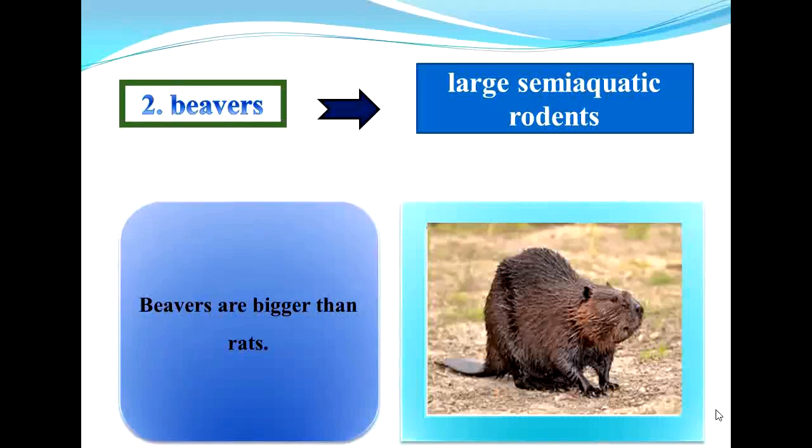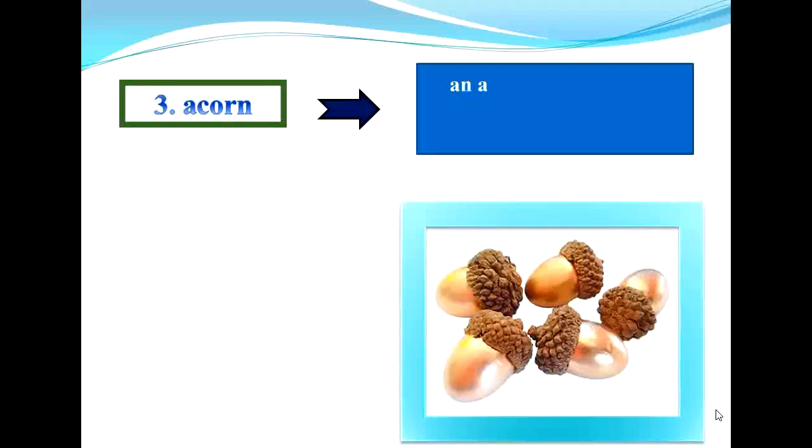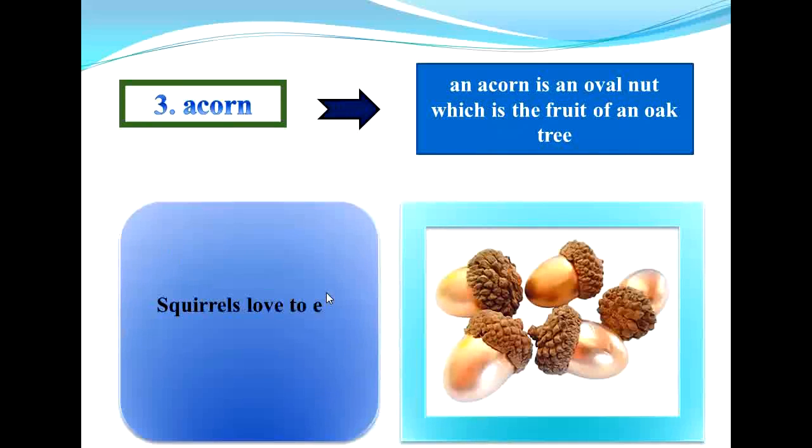Let's now check out the third new word, children, which is acorn. An acorn is an oval nut which is the fruit of an oak tree. On the screen, you can see the picture of acorns, children. These nuts are the favorites of squirrels. So the sentence with the word acorn is, squirrels love to eat acorns.